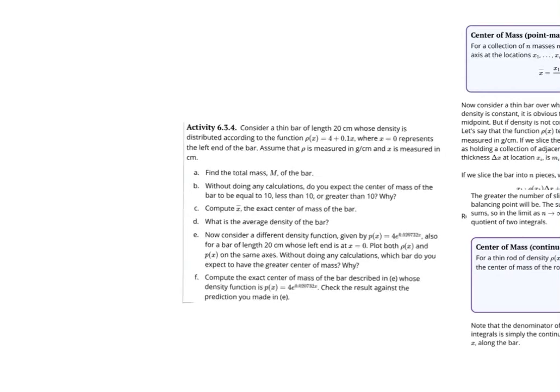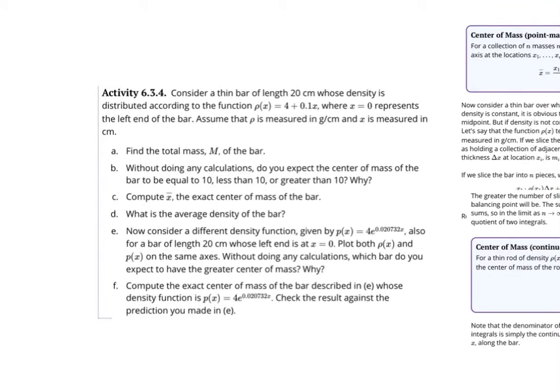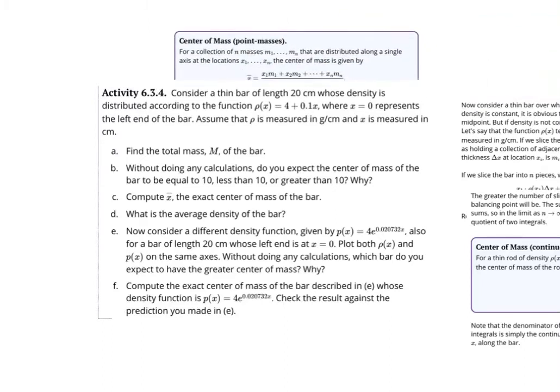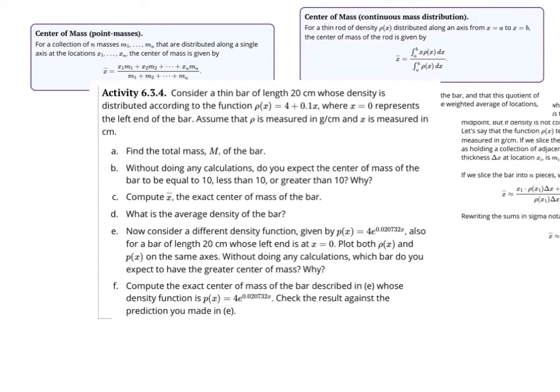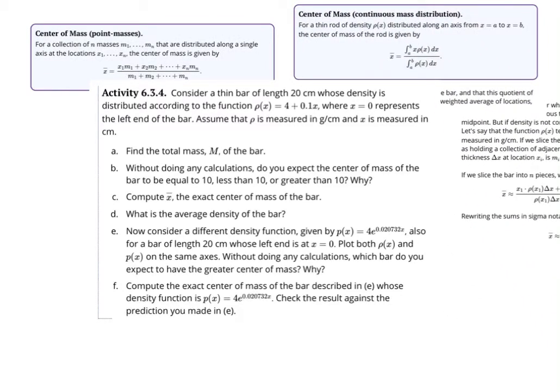We now have this activity where they're mentioning a bar with a certain density function, 4 plus 0.1x. x equals 0 represents the left end of the bar. That will help us visualize it in a coordinate system. What we need to realize is we either need to use the point masses formula or the continuous mass distribution formula.